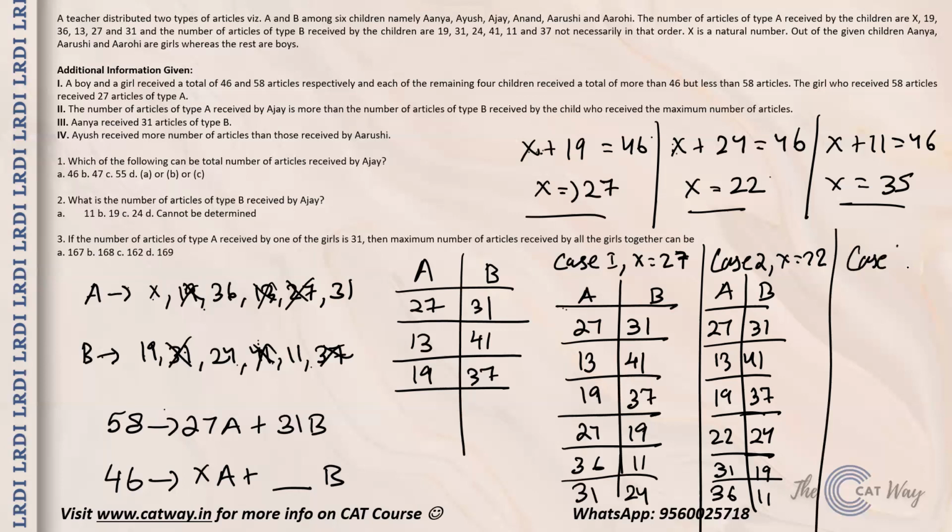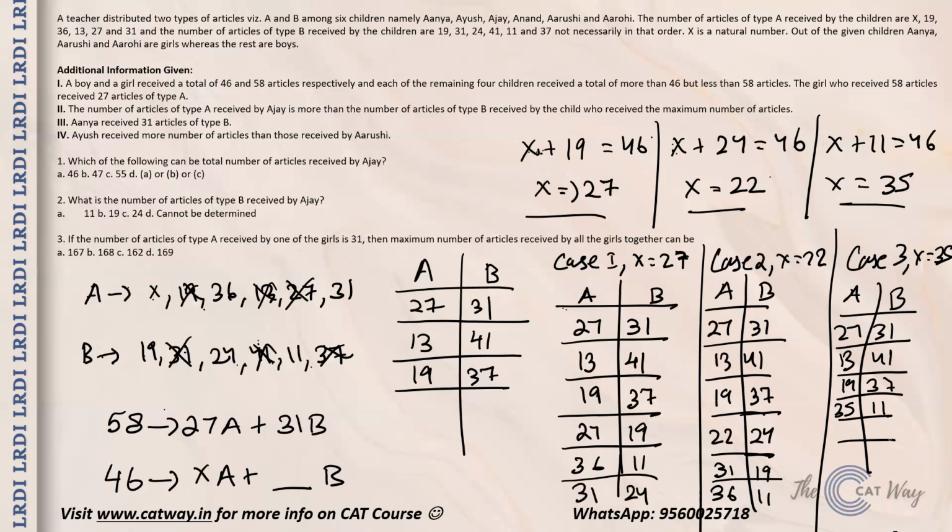Take case 3 where X is equal to 35. Let's see what the possible cases for A and B are. So 27 and 31 are fixed, 13 and 41 are fixed, 19 and 37 are also fixed. And here A is 35 and B is 11. So 11 is good. Now what you are left with is 36, 31 from A and 24 and 19 over here.